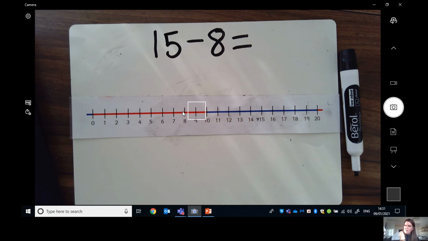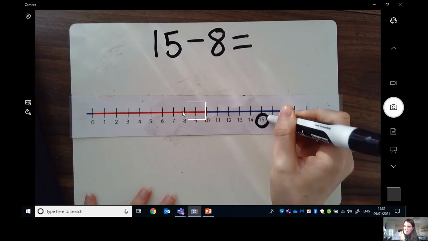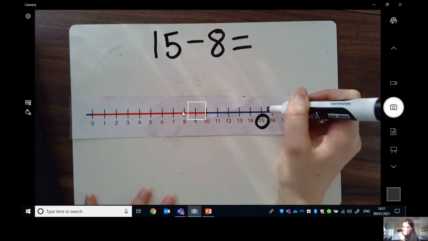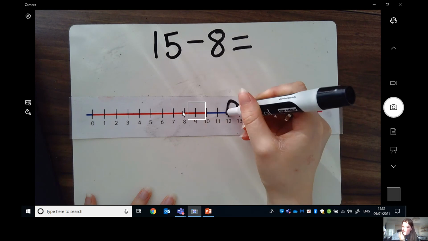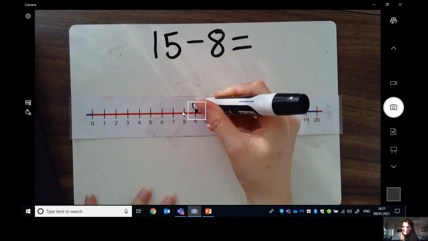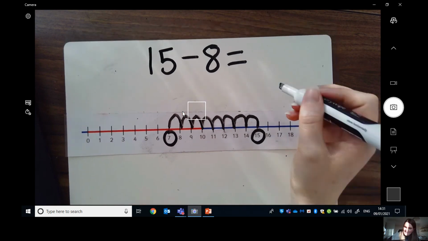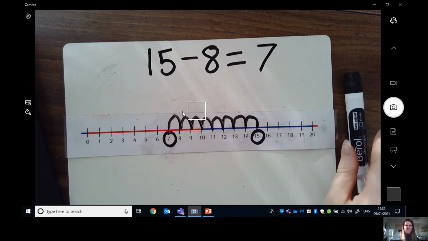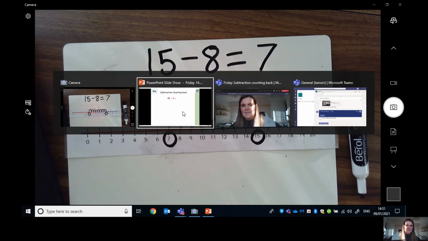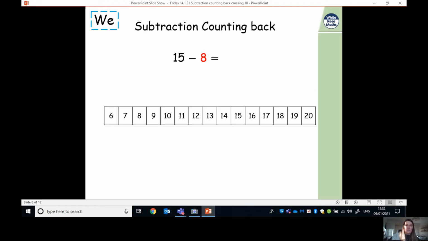Fantastic. You had a go. You circled the number 15. You did your 8 jumps. You did 1, 2, 3, 4, 5, 6, 7, 8. Your answer was 7. Great, because 15 minus 8 is 7. So your equation would have looked like this. 15, we make our jumps, we make 8 jumps, and we get to the answer 7. 15 minus 8 is 7.